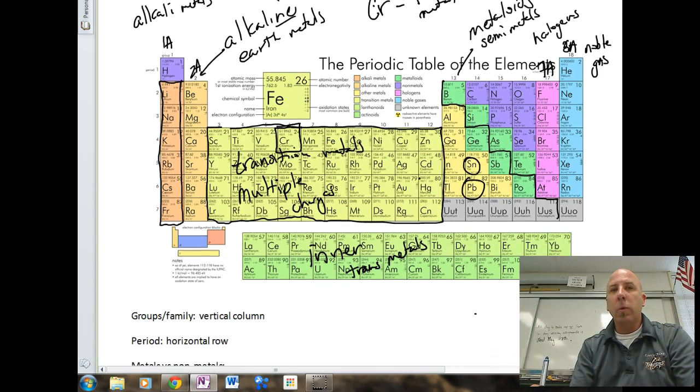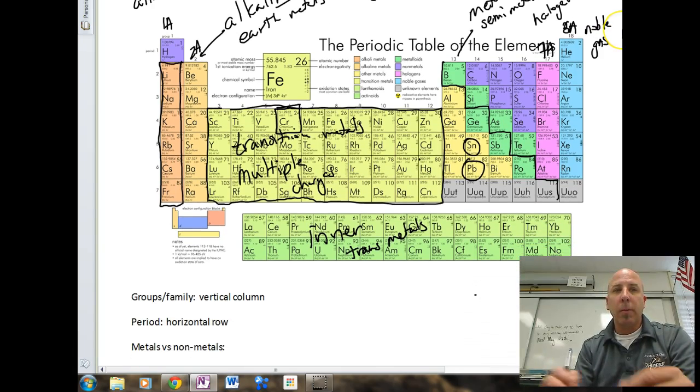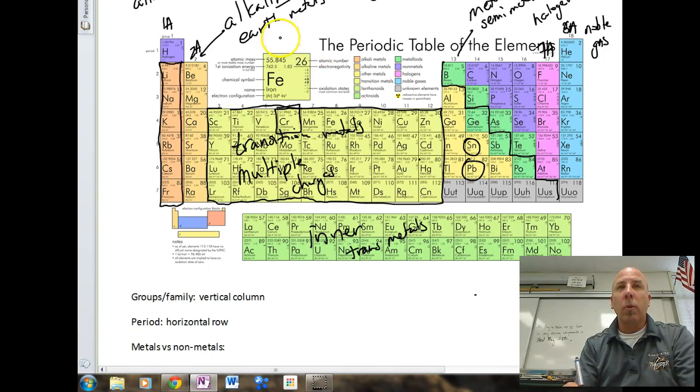A couple other things that we need to remind you of from regular chemistry, and I alluded to this already: groups or families, which are vertical columns on the periodic table, like alkali metal, alkaline earth, halogen, noble gas, things like that. We call those groups or families, and these are vertical columns. And we also know that these guys do have similar chemical and physical properties.